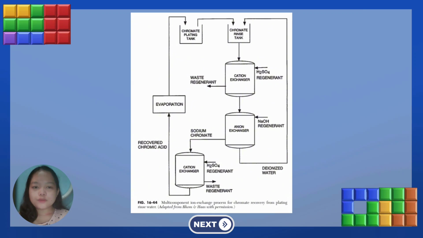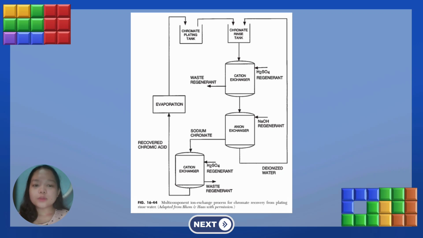Figure 16-44, Chromate Recovery System. This is a multi-component ion exchange system used in the plating industry. Rinse water containing chromate goes through a cation exchanger, which exchanges metal cations for hydrogen ion using sulfuric acid. Then through an anion exchanger, which exchanges chromate ions for hydroxide ion using sodium hydroxide.